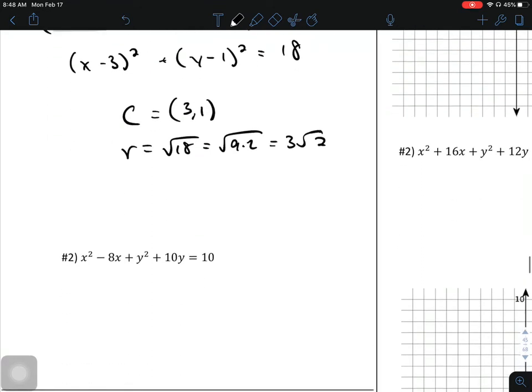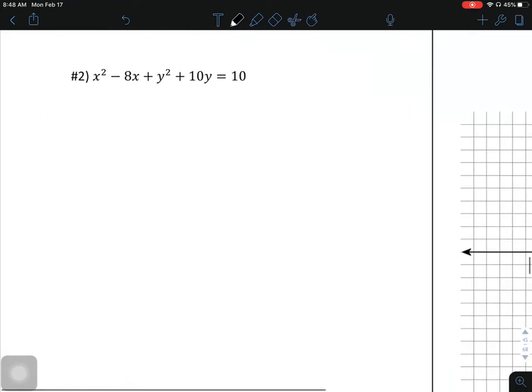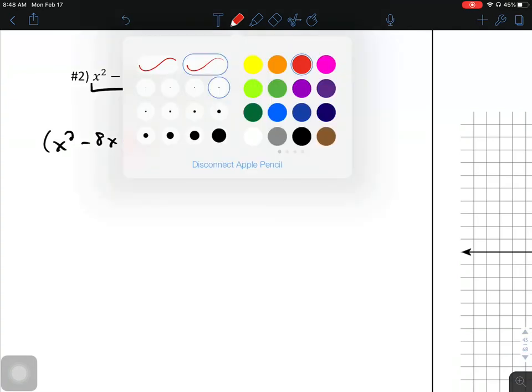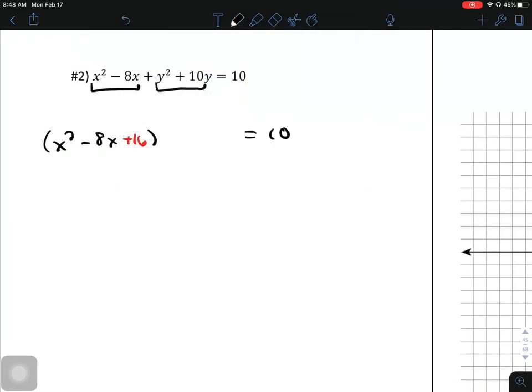Let's do another. Number 2. Group, group. So I have x squared minus 8x. To complete the square, I'm going to take half of negative 8, that's a negative 4, square it, and you get 16. If you add that to one side of the equation, you got to add it to the other side of the equation.